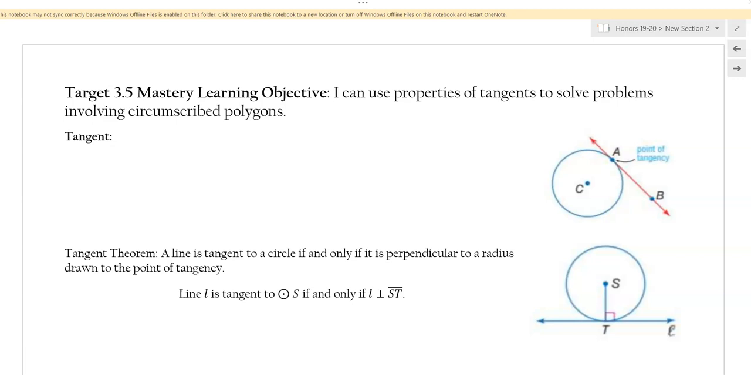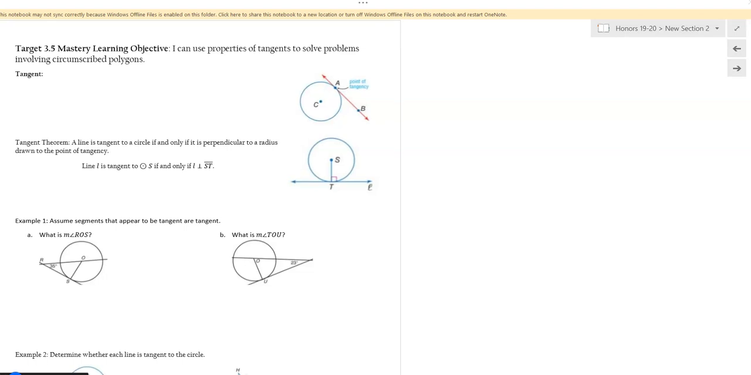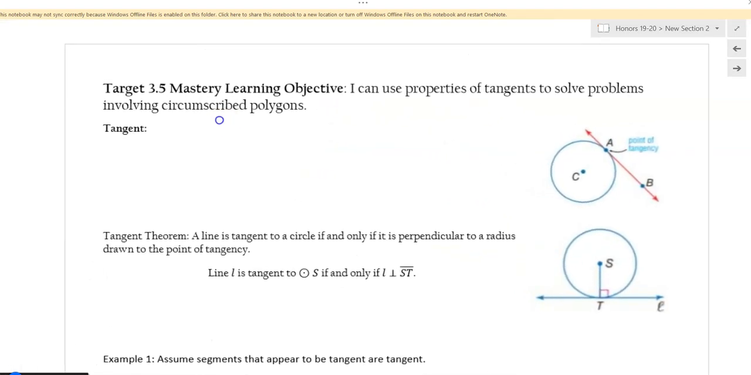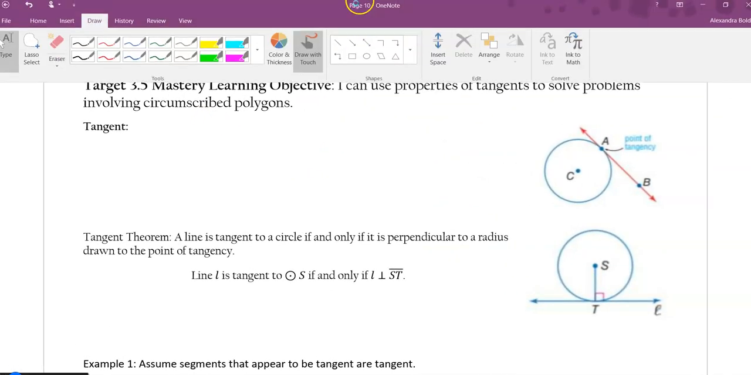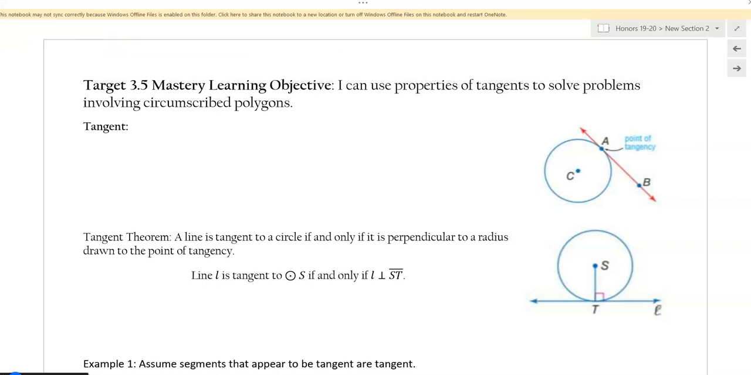Alright guys, now we are looking at our target 3.5 mastery learning objective. I can use properties of tangents to solve problems involving circumscribed polygons. Okay, so it's involving tangents, so we want to know what a tangent is.